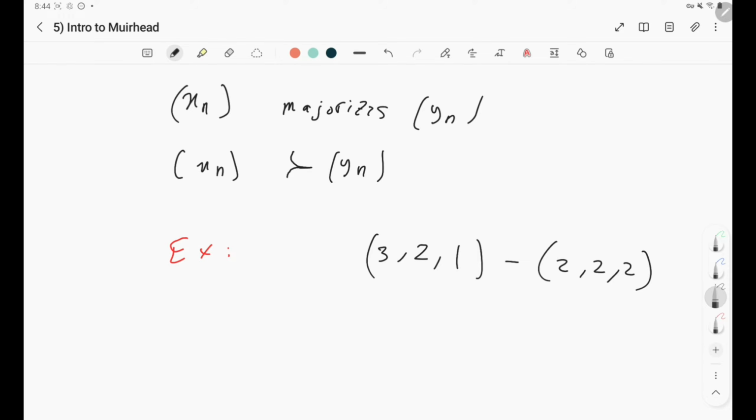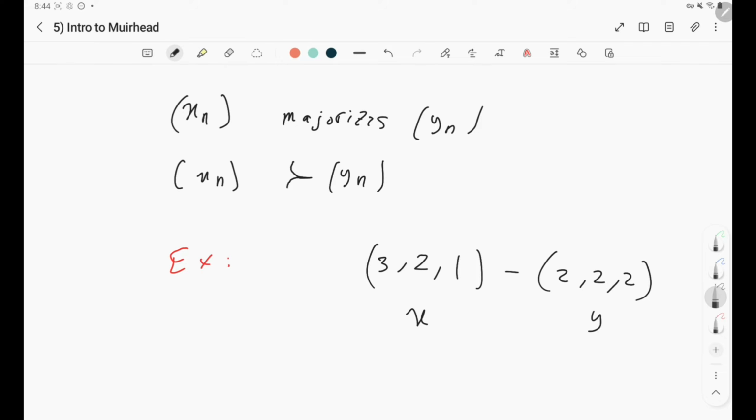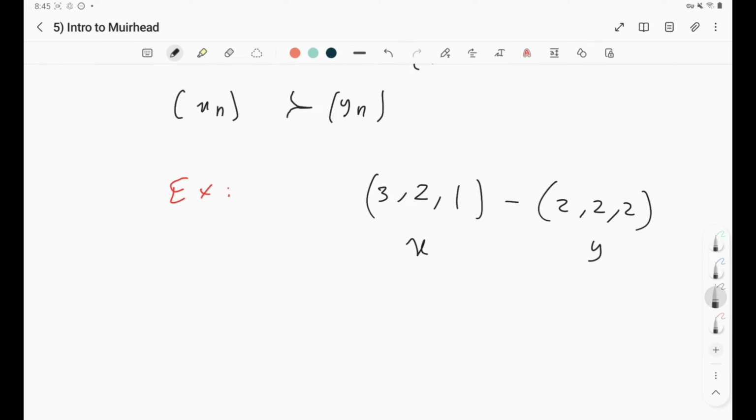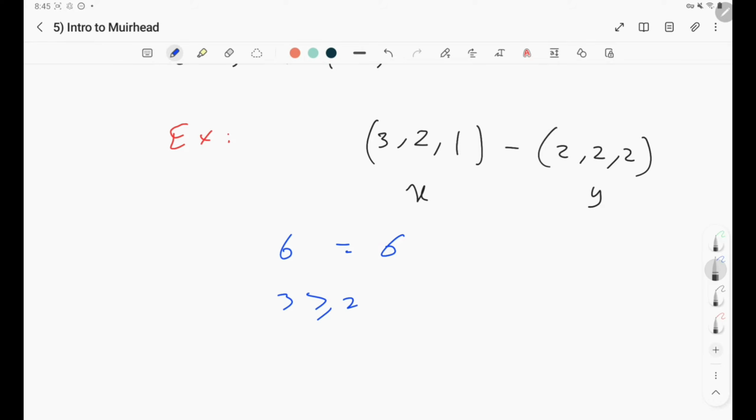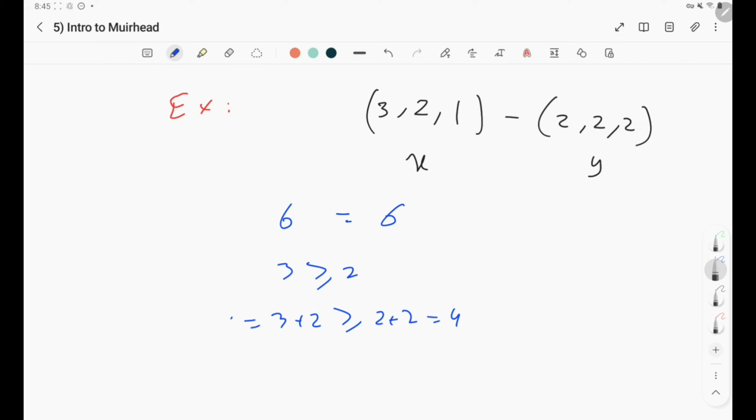So something like this. We have two sequences. Let's say this is the x and this is the y. Which one majorizes the other? So first of all, let's see the conditions. The sum of this one is basically 3 plus 2 plus 1, which is 6, and the other one is also 6. So condition number 1 is correct. For condition number 2, let's see, is it correct? We have 3 is greater than 2. Okay, good. This is the first prefix sum. Then 3 plus 2, is it greater than 2 plus 2? Indeed, it is. This is 5, this is 4. Then we have, of course, the sum is already the same.